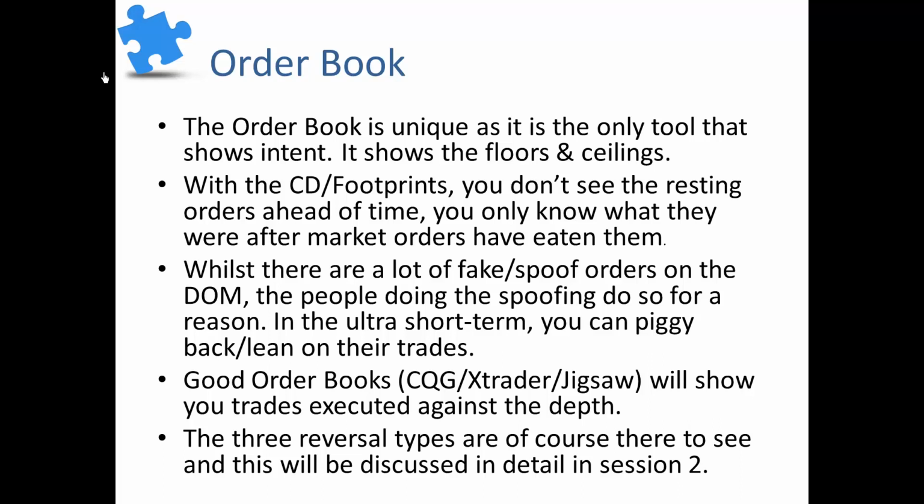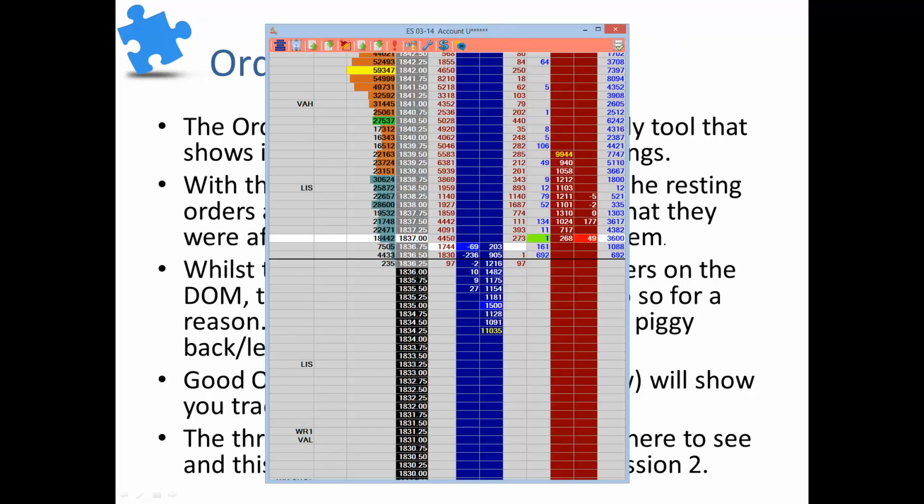Now, decent order books like Xtrader, CQG, and of course Jigsaw will show you the trades that executed. Now, any dome that doesn't give you a good view of actual trade execution might be a good order entry tool, but you won't find it a good order flow tool. Let's just bring across a dome. Okay.